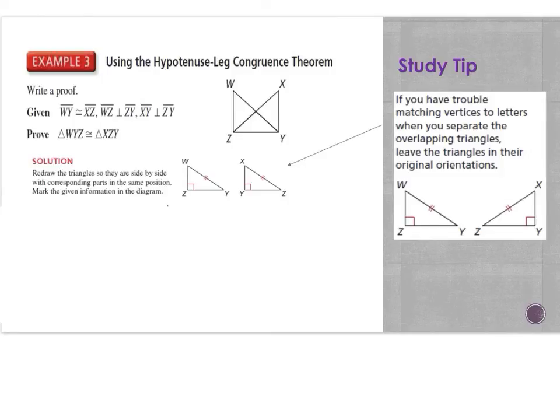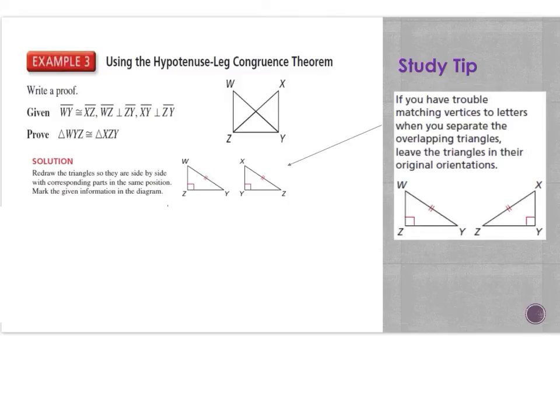So if you redraw the triangles so that they are side by side with the corresponding parts in the same position and then mark the given information, that could be helpful. If you're having trouble matching the vertices to the letters when you separate the overlapping triangles, leave the triangles in their original orientations. So you can either just slide them away from each other or completely change orientation.